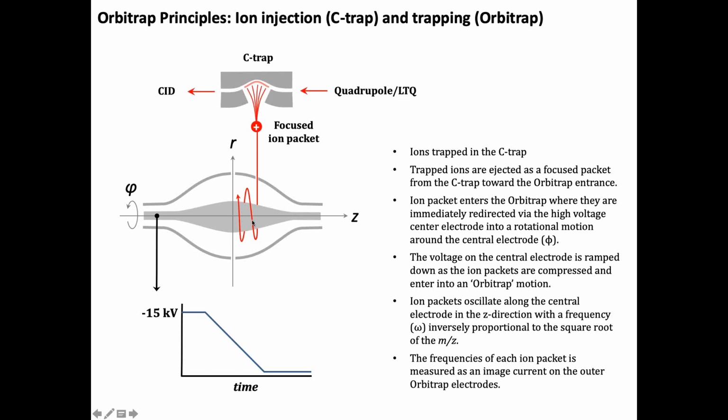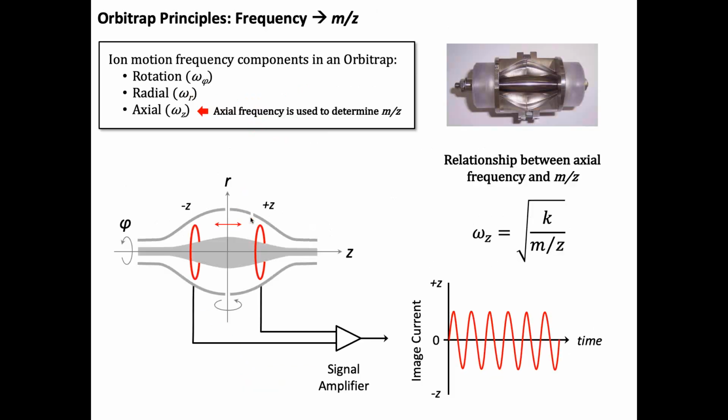And as soon as you generate this motion, you start to drop that voltage because you don't want to create a situation where the ion packet gets closer and closer and then runs into the electrode, okay? All you want is for them to make that turn, get going into an Orbitrap motion, and then drop that voltage and let them basically oscillate along that z-axis. So if we look at that more carefully, there are 3 different forms of motion. The key is this omega z, which is the axial frequency.